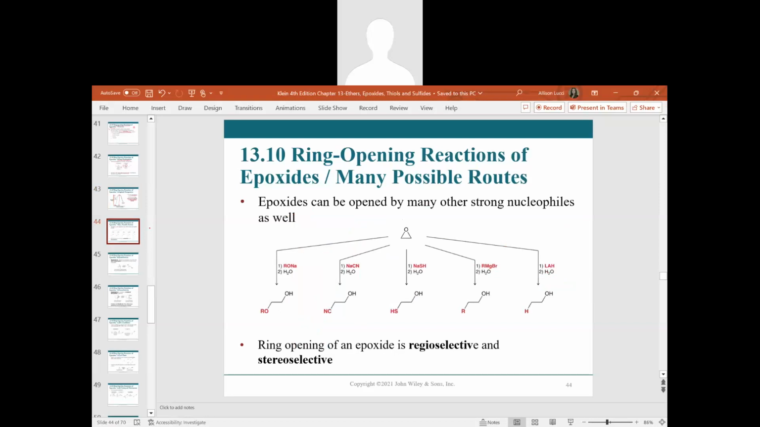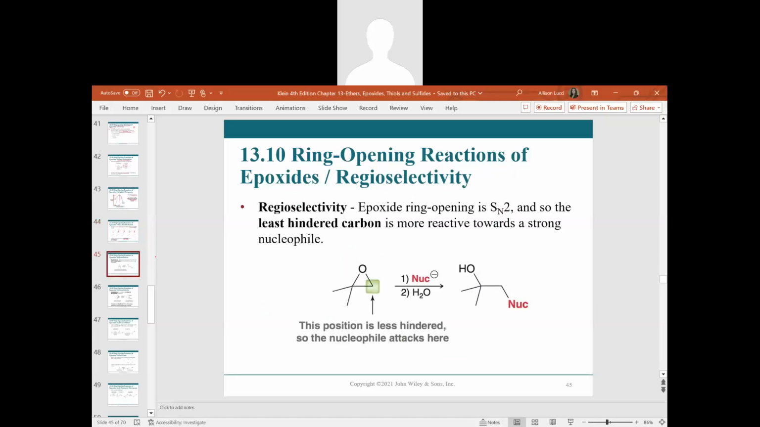And we can see that many other strong nucleophiles besides hydroxide can also be used. So we have everything here, right, from sodium cyanide, sodium thiolate, Grignard reagents, the hydride reagents, all of the above can be utilized, and we find that they would be regioselective and stereoselective in these ring opening processes. So on the next slide, we'll discuss the regioselectivity.